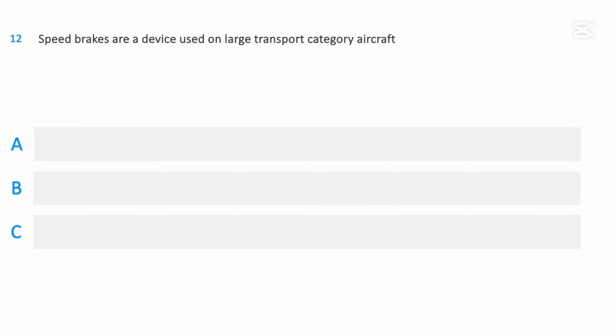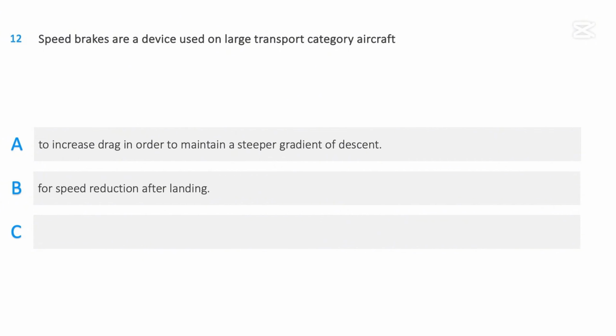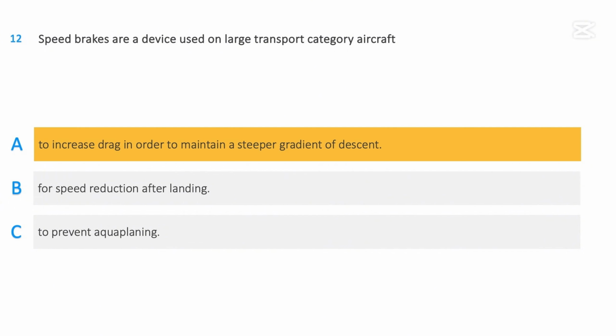Speed brakes are a device used on large transport category aircraft to increase drag in order to maintain a steeper gradient of descent. For speed reduction after landing. To prevent aquaplaning. The correct answer is to increase drag in order to maintain a steeper gradient of descent.